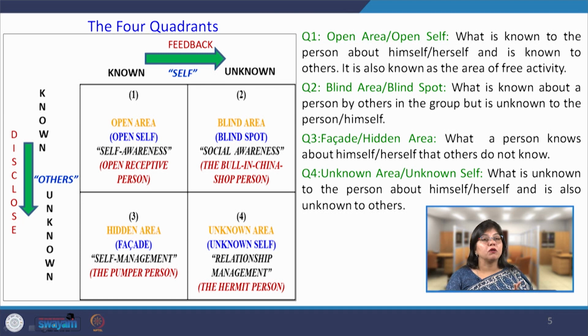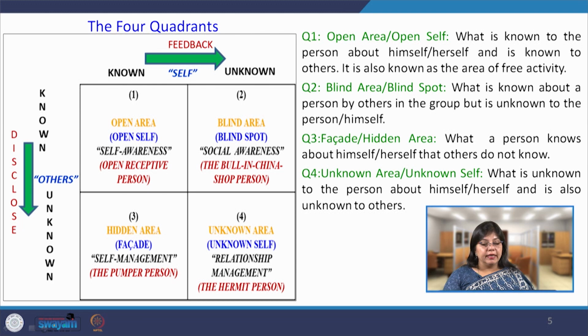It is the opposite of the blind area. And fourth, the unknown area or unknown self: what is unknown to the person about himself and is also unknown to others. This quadrant will be created when the group members are new to each other. The idea of this window is that windows number 2, 3 and 4 need to be reduced to the maximum and window 1 should be expanded to the maximum. This is how this window will work.